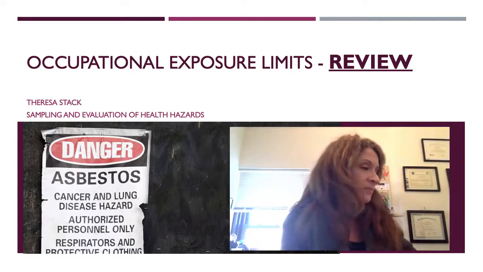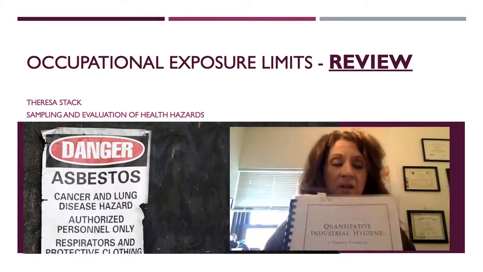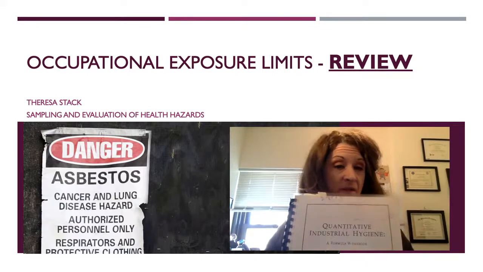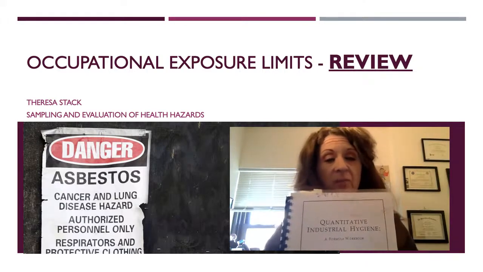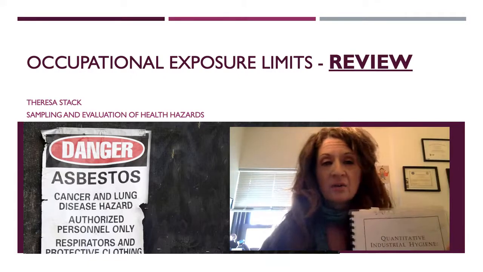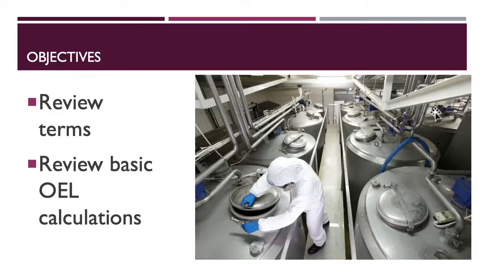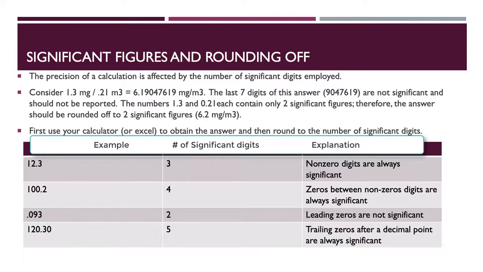And I have another guidebook that's Quantitative Industrial Hygiene. It's a formula book. A large portion of this is copied and available for you on Moodle. So again, you can use it to go through different examples when you're doing calculations. So we'll review some basic terms as well as occupational exposure limit calculations, and this way we're all on the same page when we're defining terms and doing different types of calculations.